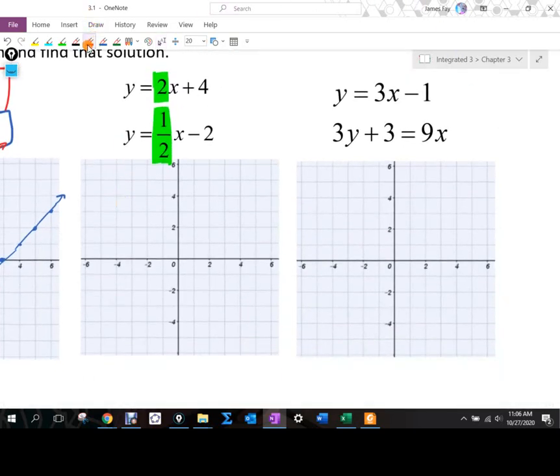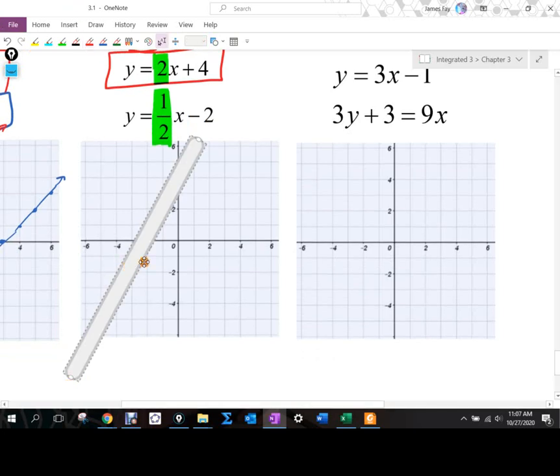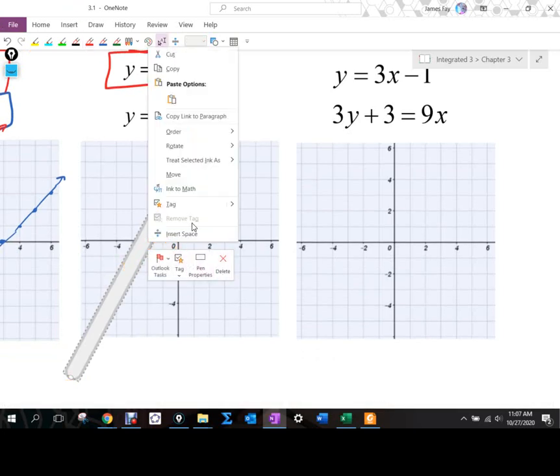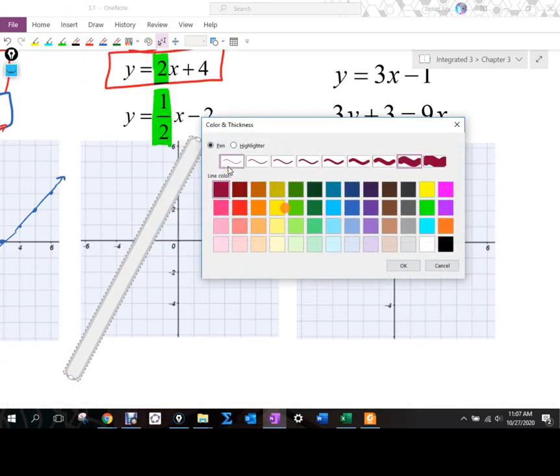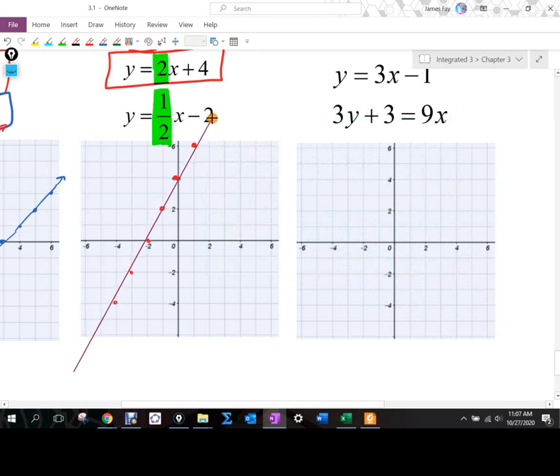So do that top one. What's your y-intercept there? 4. And where are you going to go from there? Up 2, right 1. Where else could I have gone? Down 2, left 1. Good. I know they're going to intersect, so I'm going to try to be as precise as possible with my picture. I have no idea why that always starts out that thick and white. There we go. So that is that top line.